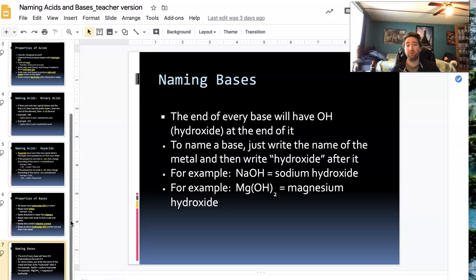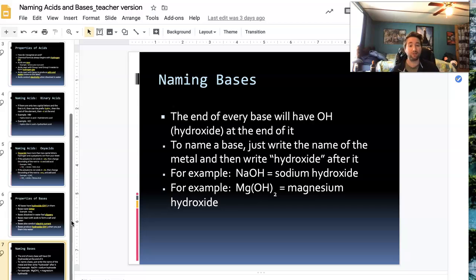All right, so now let's talk about how you would name a base. So the end of every base will have OH, or hydroxide, at the end of it. So for example, it'll be like CaOH2. It'll have OH in it at the end. To write the name of this base, all you have to do is write the name of the metal that's with it at the beginning, and then write hydroxide after it. It's really that easy. So for example, if you have NaOH, you know that it's a base because it has OH at the end, and then you just figure out what Na is, and you write Na's, which is sodium, and then you write hydroxide after it. So it's really that easy.